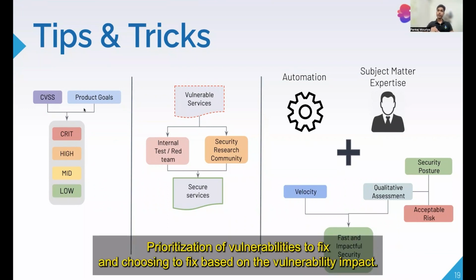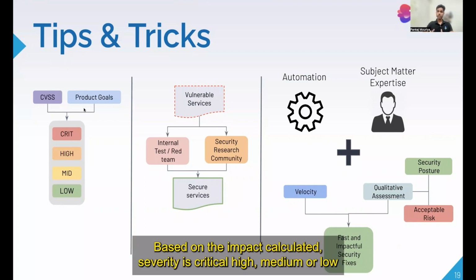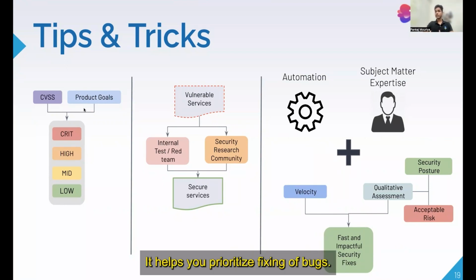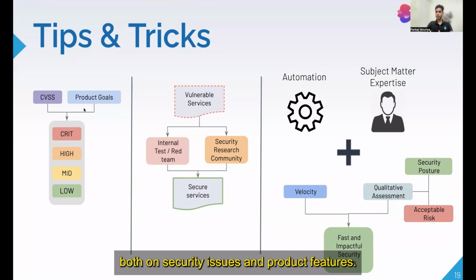Starting with the first one, prioritizing vulnerabilities and choosing what to fix based on the vulnerability impact would be a good idea. At InVideo, we use the CVSS score to calculate the severity of the vulnerability. Based on the impact, the calculated severity is critical, high, medium, or low. This helps you prioritize fixing of bugs. This also helps developers save bandwidth and helps them focus on both security issues and product features.